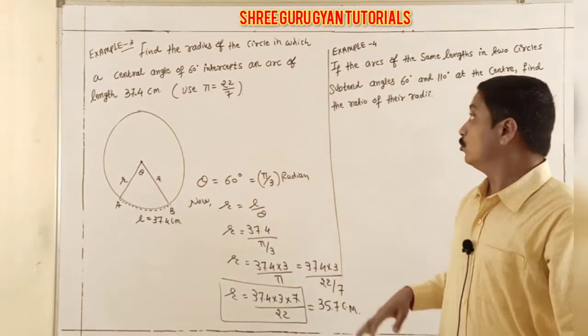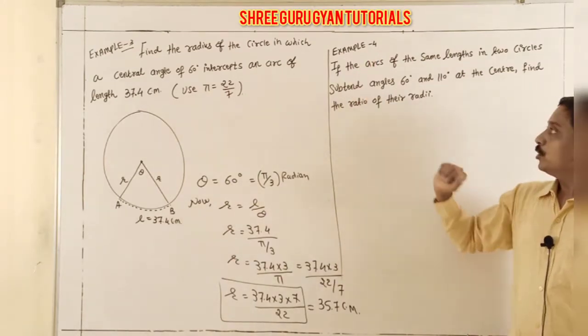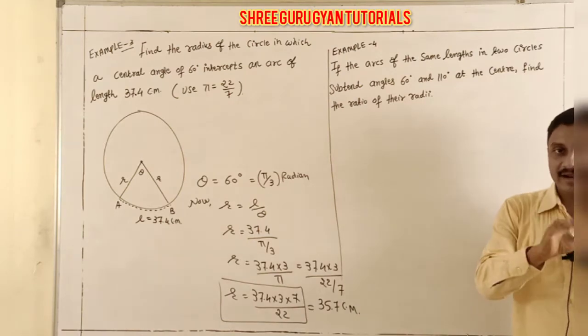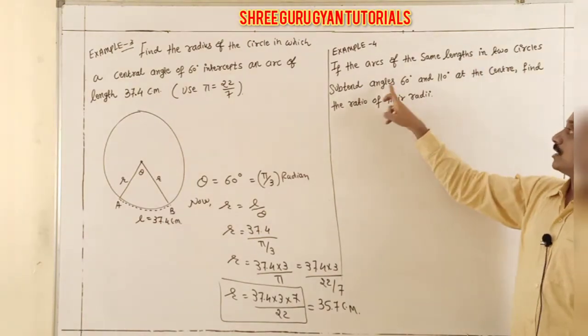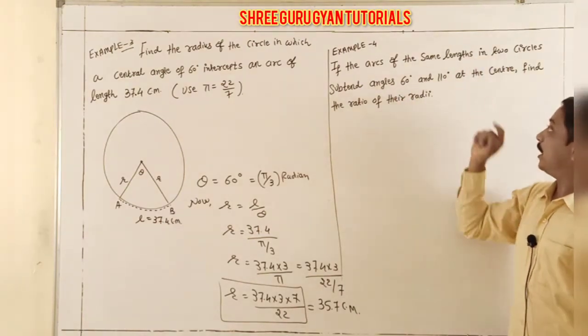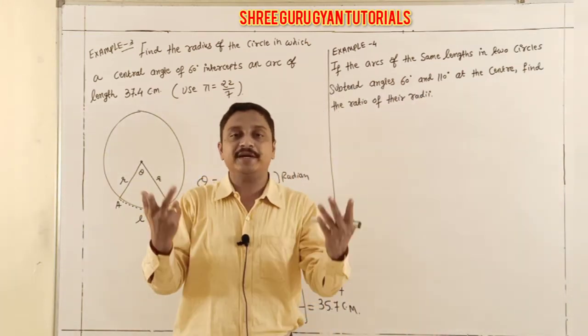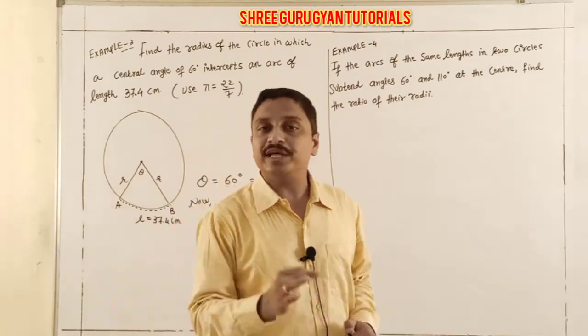Yes students, now move ahead. Example 4. The question is: if the arcs of the same length, minor arcs, of two circles subtend angles of 60 degrees and 110 degrees at the center, find respectively the ratio of their radii.